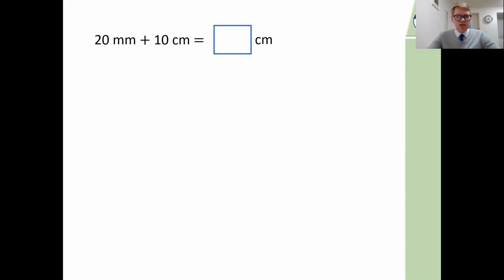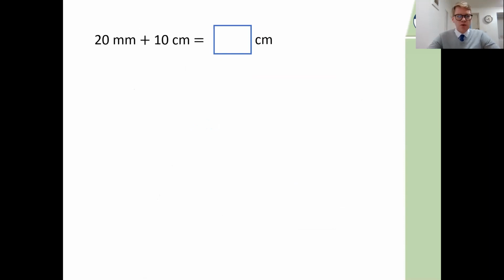Now, some questions you're going to see today will look like this. If you're not careful, you can just look at this and go, right, I know the answer is 30, but why wouldn't that be right? Well, it says 20 plus 10, doesn't it? So why isn't the answer 30?